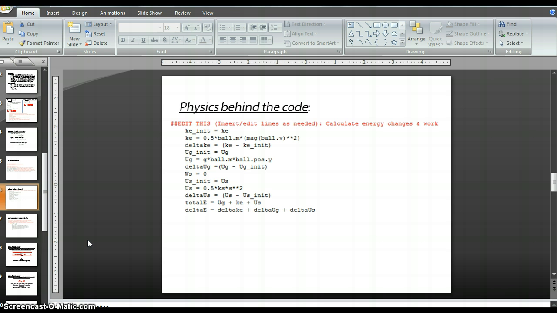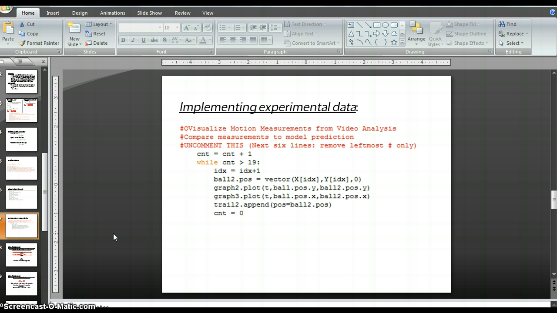And so the next part of the code is basically how I updated the positions throughout the loop. Some important notes is that the work is 0, and the total energy is the sum of the 3 types of energy we're dealing with, and the change in energy, or delta E, is the sum of all of our changes in energies as it oscillates. And then the very last part of the code was how I got my experimental data from my Excel file and using my code to compare it with my model.